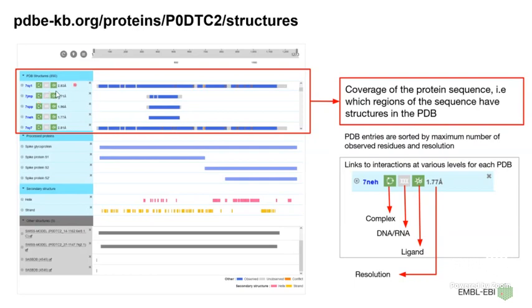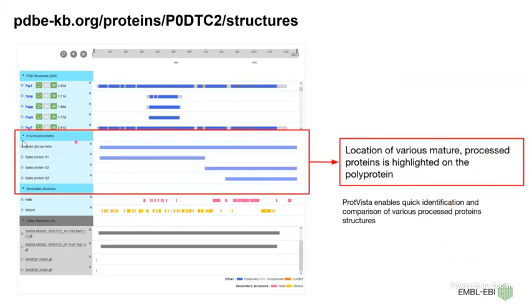If you look at the details for each subtrack in PDB structures, you will see there are links, and the button is highlighted as green if it is involved in a complex or if it has interactions with DNA and RNA. In this case, there is no structure which is bound to DNA and RNA, hence it is grayed out. You can also see the link to various structures to which any ligand is bound. Towards the end, you see the resolution of that structure.